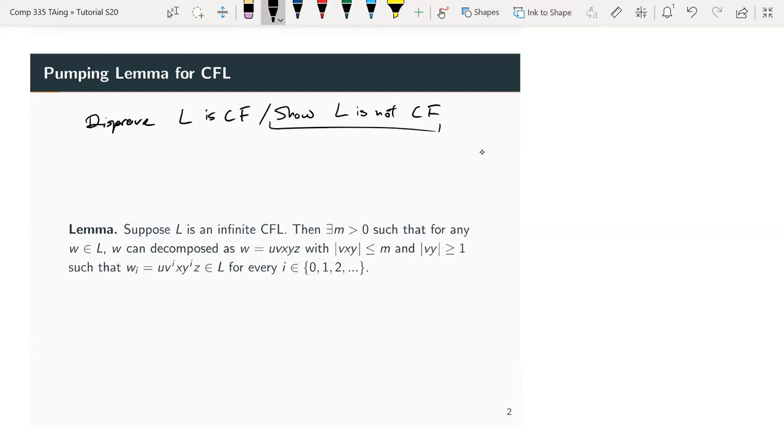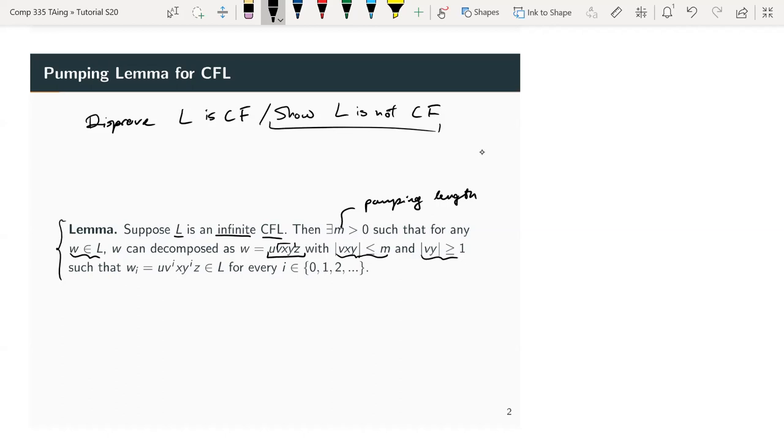So what does this pumping lemma say? It says the following. Suppose you have a language L which is infinite and context-free. Then there exists a positive integer m, which is known as the pumping length. Now, this is just the pumping length for context-free languages instead of regular languages. So there is this positive integer m such that for any string w in L, there is a decomposition of w into five parts. For regular languages, it was three parts. And now for context-free languages, it's five parts, u, v, x, y, z, where the middle of this decomposition, vxy, has length at most m, and the length of v and y together is at least one.